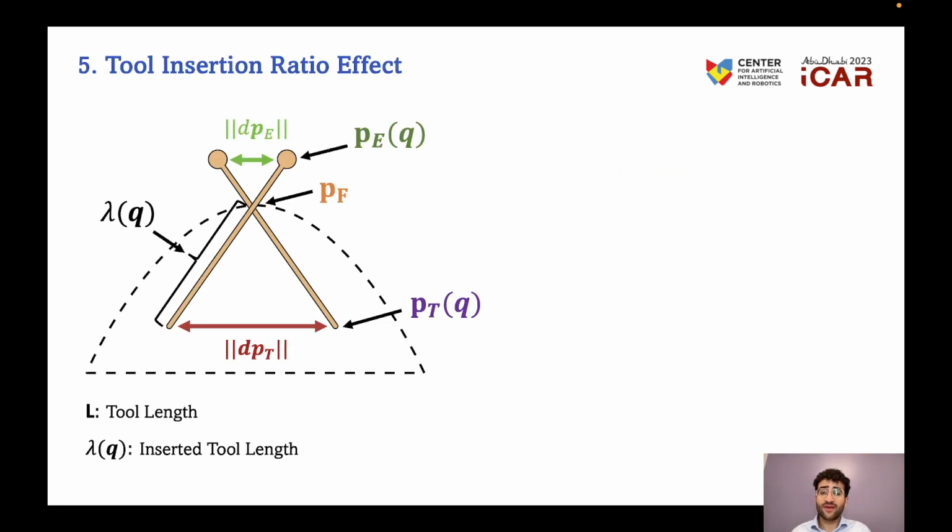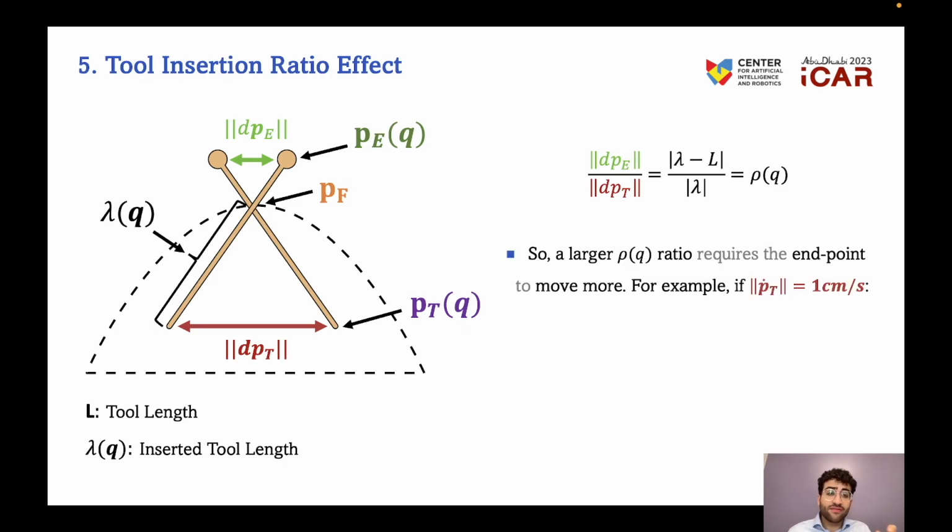So one more thing that we have analyzed in this paper is how much of an effect the insertion ratio of the tool has on the RCM constraint error. And we have come to the conclusion that if we take the ratio of the length of the tool that is outside the patient's body to that which is inside the patient's body, then that is proportional to how much of a small change is required by the end effector of the manipulator to cause a small change in the tooltip of the tool. And let's take an example.